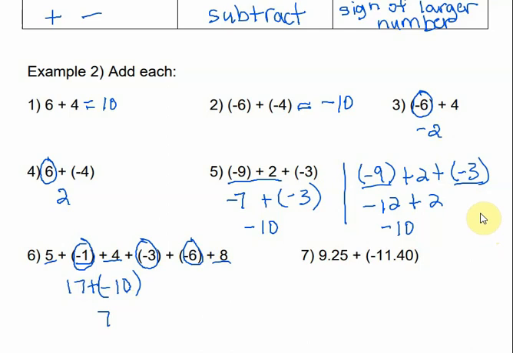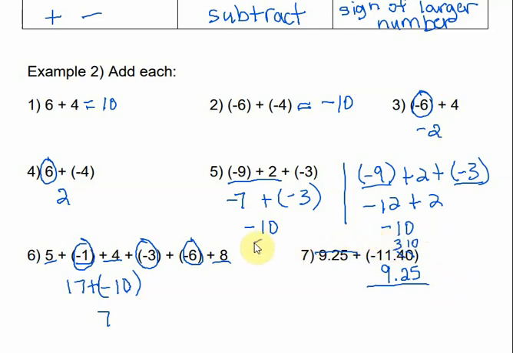Okay, in number 7, we have some decimals, and one's positive and one's negative, so that means that I'm going to be subtracting. Now when I subtract decimals, I need to line up my decimals. So I'm just going to rewrite that 9 and 25 hundredths underneath this negative 11 and 40 hundredths. Since my signs are different, I'm going to subtract. I need to borrow. That gives me a 10, and that's 3.